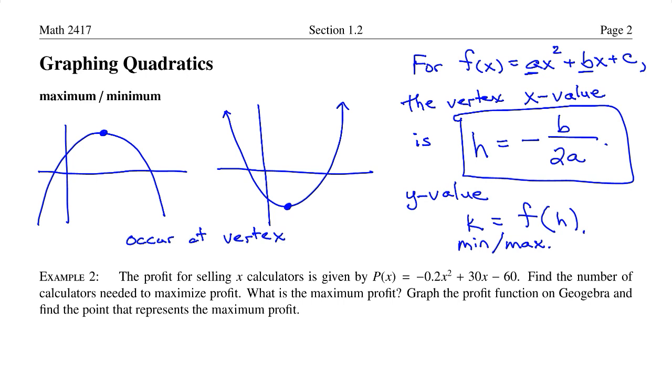We know the orientation of the graph based on the value of a. That is the coefficient of the x squared. If a is negative, less than 0, then the parabola opens down and we get a maximum. And if a is positive, then the parabola opens up and we get a minimum.